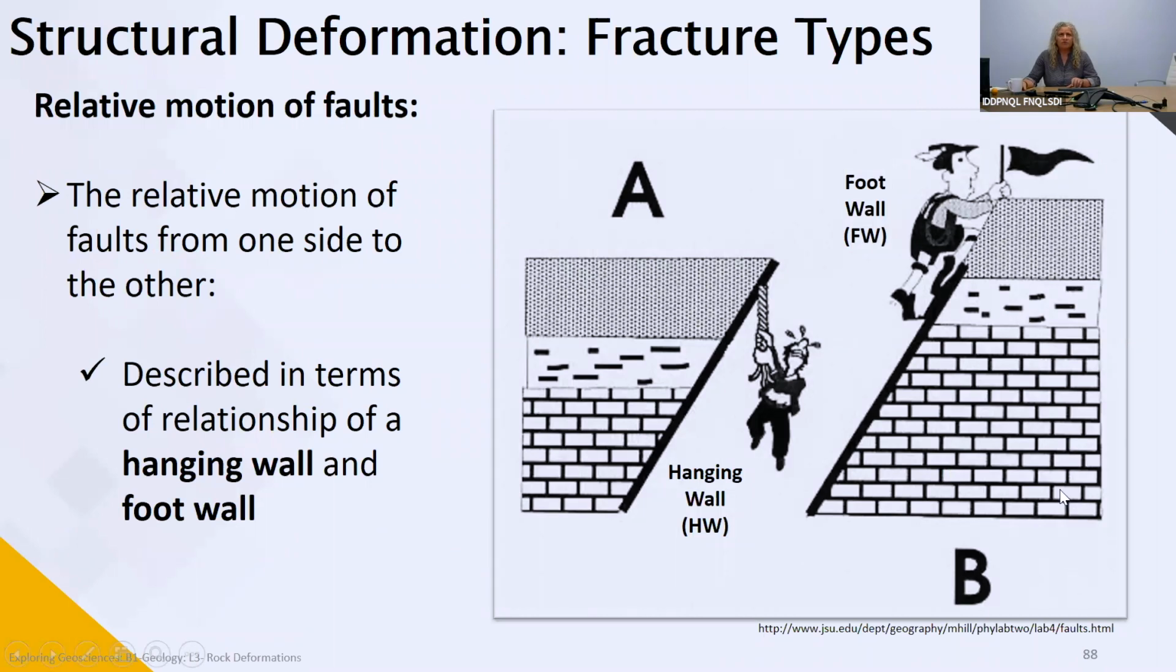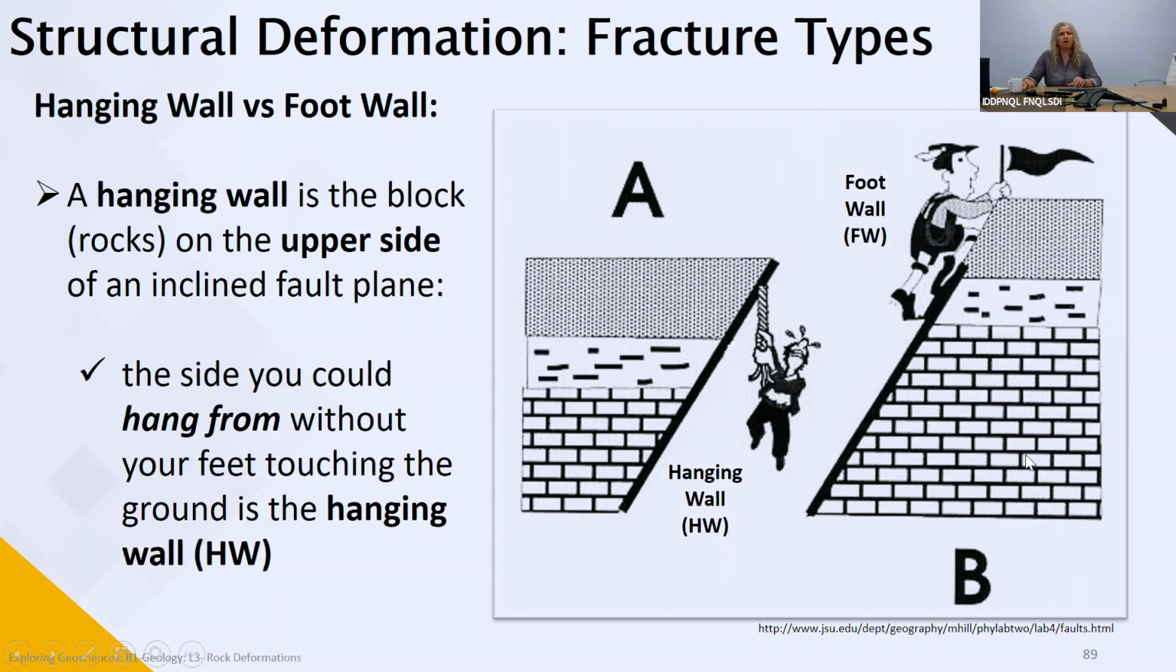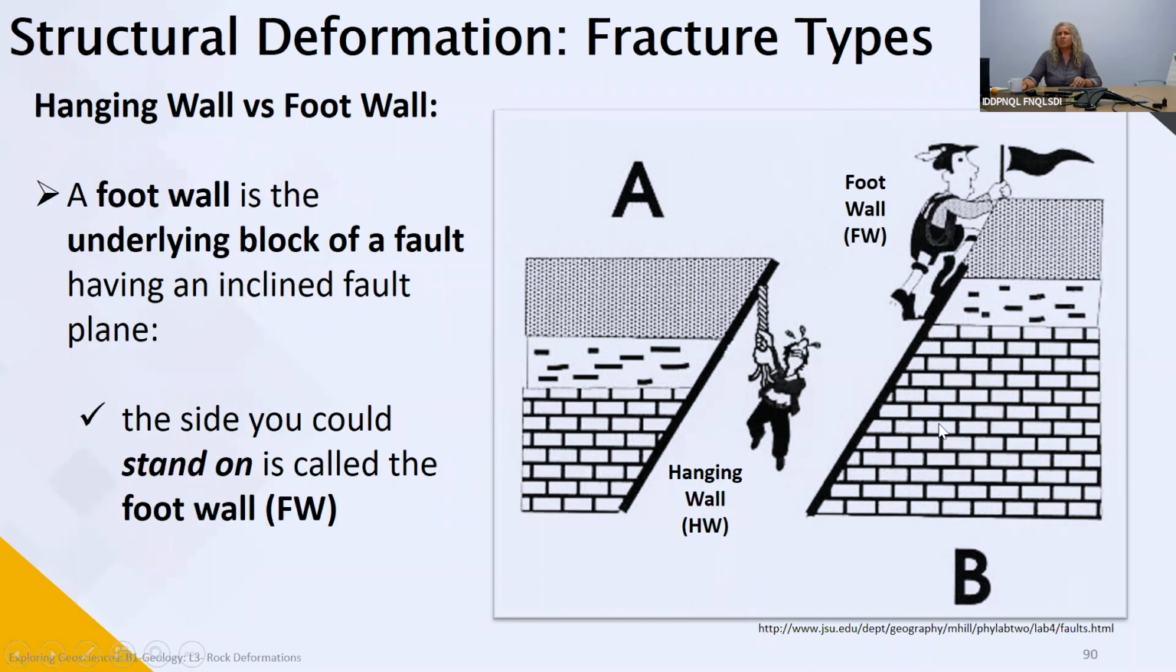For a fracture to be known as a fault, it has to show a motion between each side of the blocks along that movement. So these are known as block A or block B. We have terms calling them either the hanging wall or the footwall. The relative motion between each block along a fault is always described based on the hanging wall or the footwall. The hanging wall is the block or the side of the rocks on the upper side of an inclined plane. So it's the side you could hang from without your feet touching the ground. And the footwall would be the side where you could stand on and move upwards.